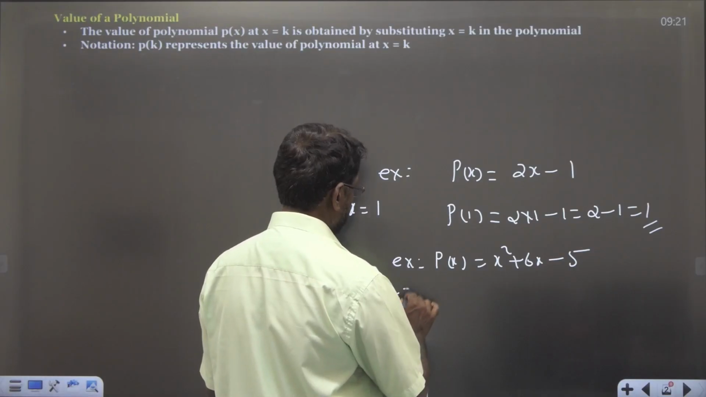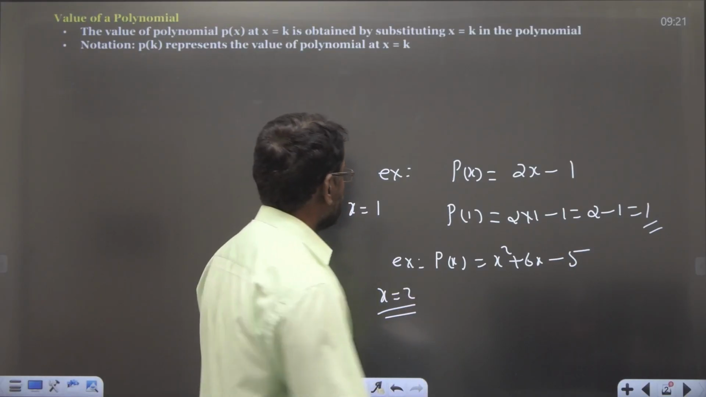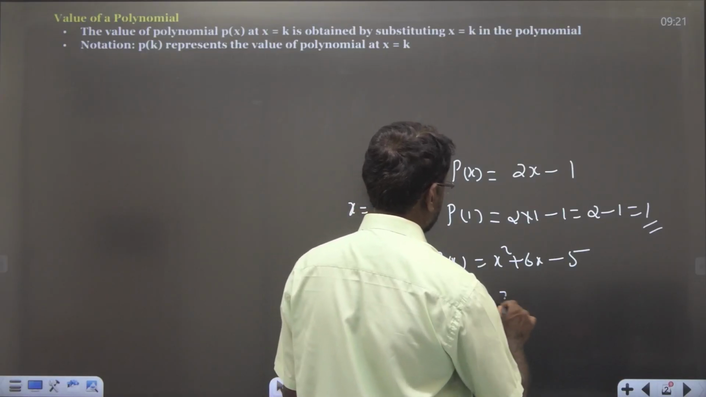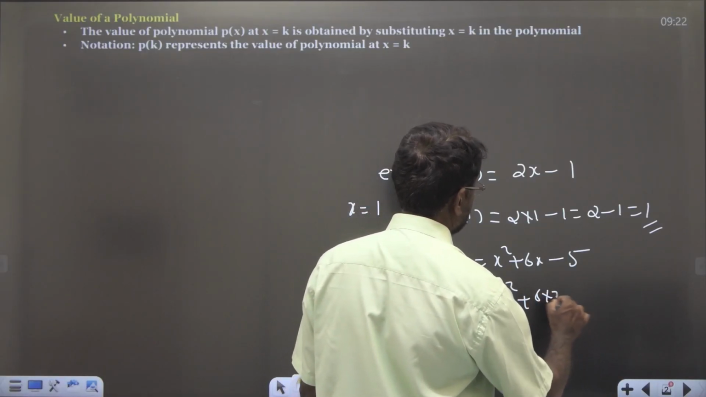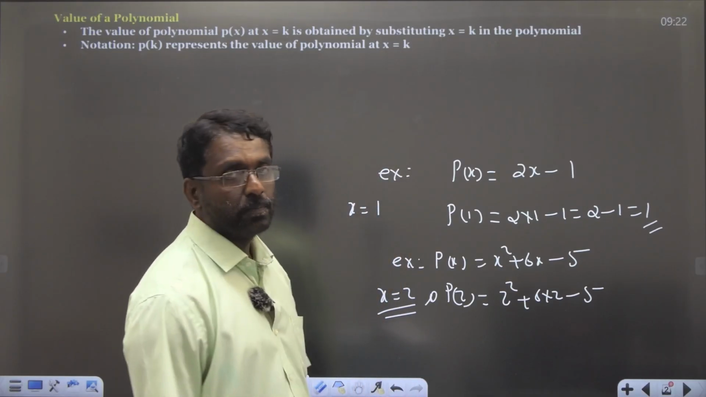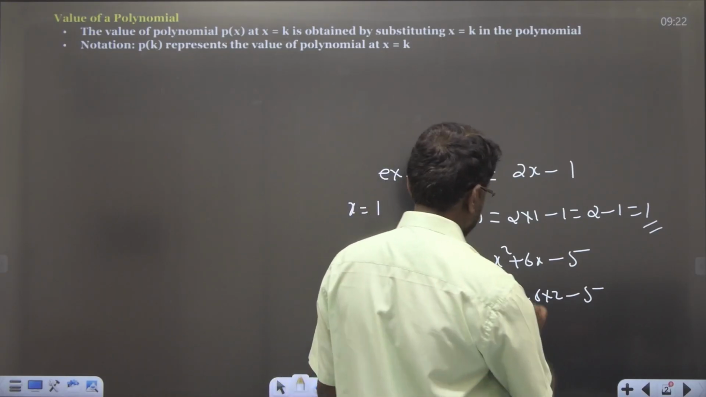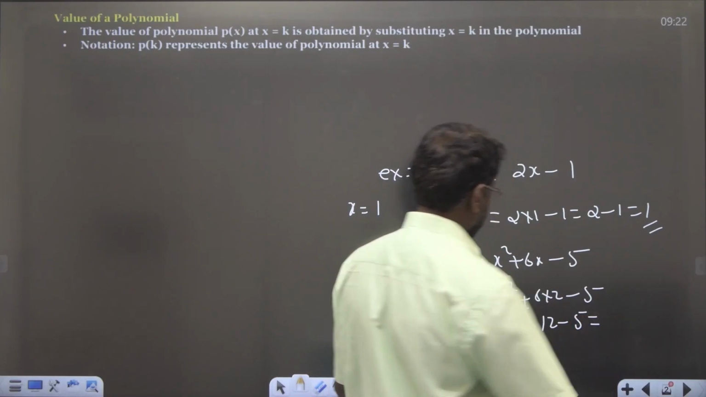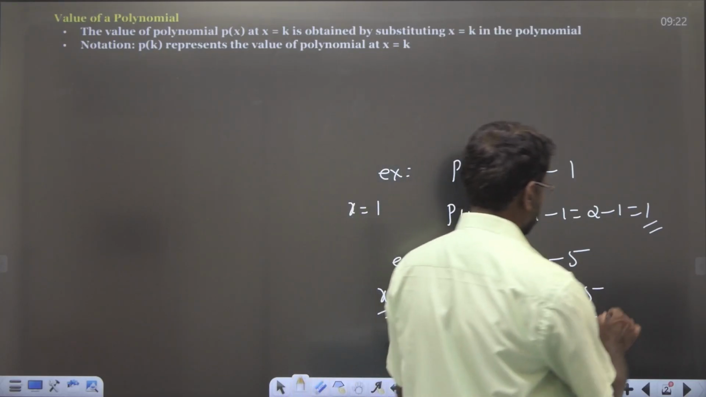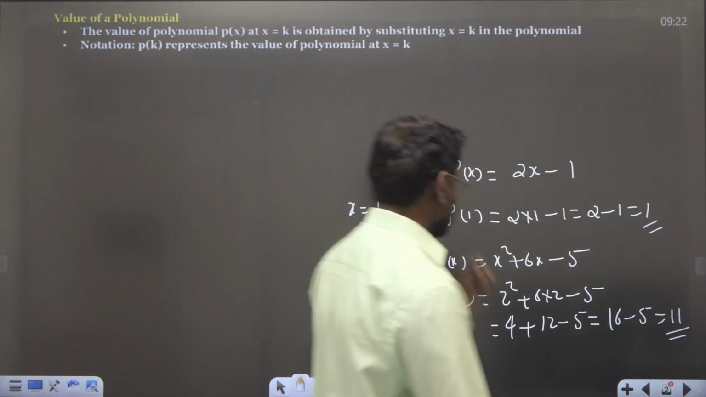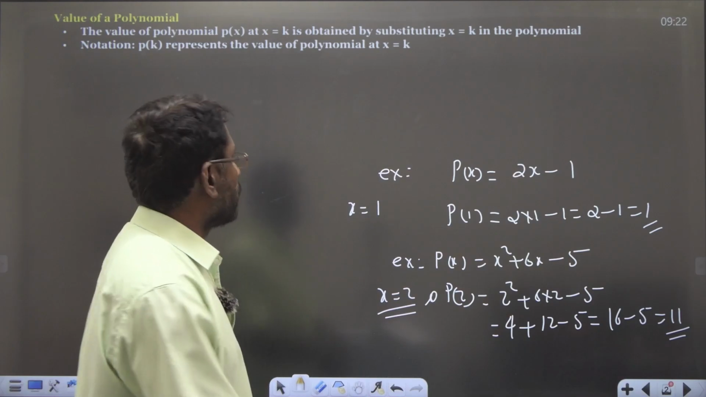The value of p at x equal to 2: that is p of 2 equal to 2 square plus 6 into 2 minus 5. What is 2 square? 4 plus 12 minus 5. That is 4 plus 12 is 16, minus 5 equal to 11. This is called the value of the polynomial.